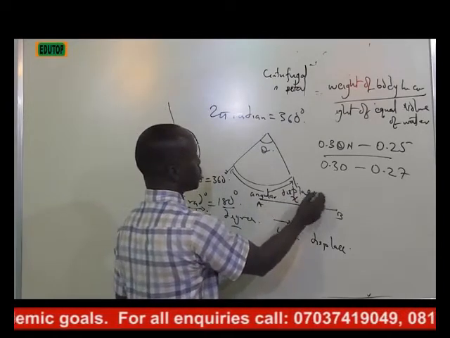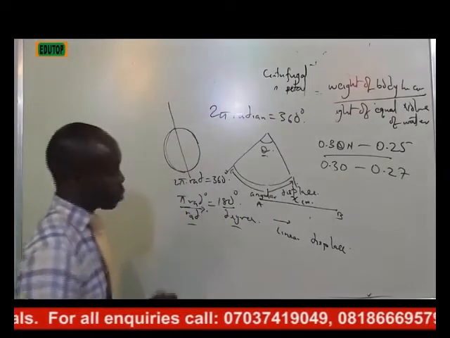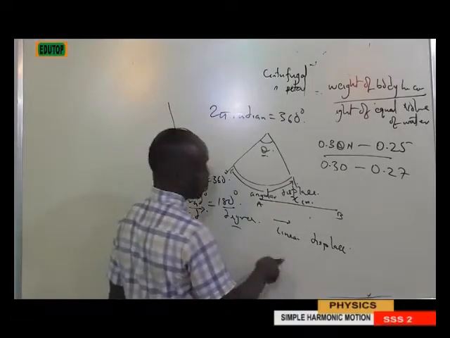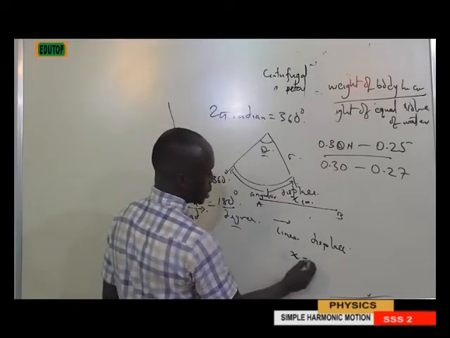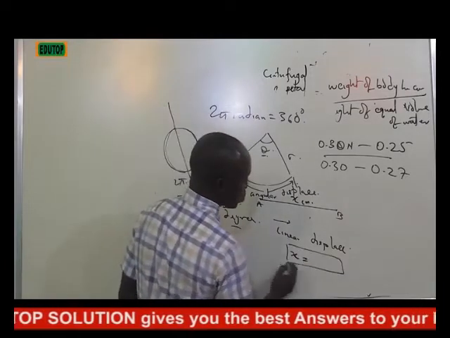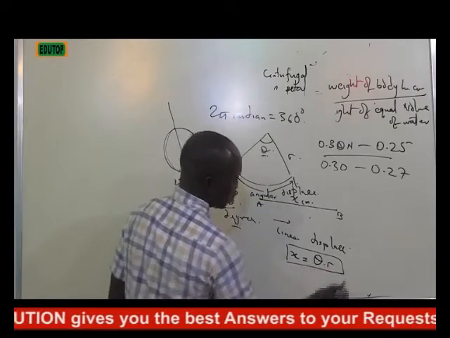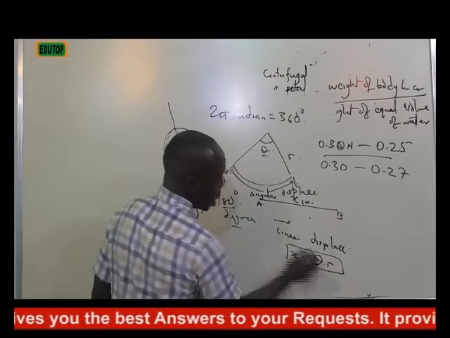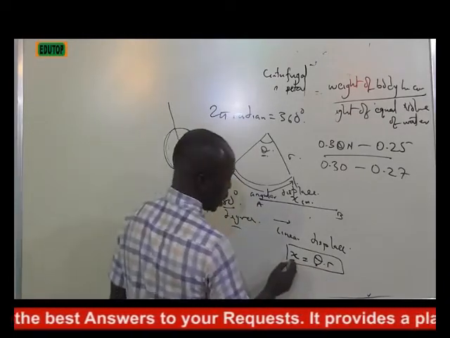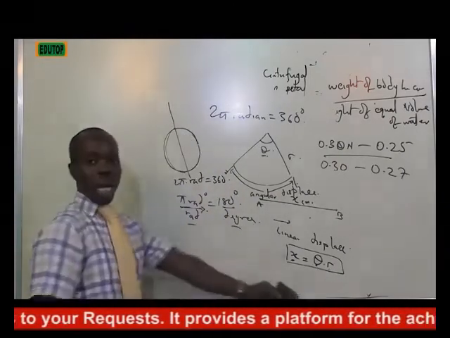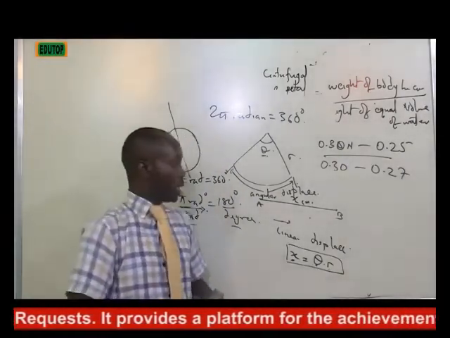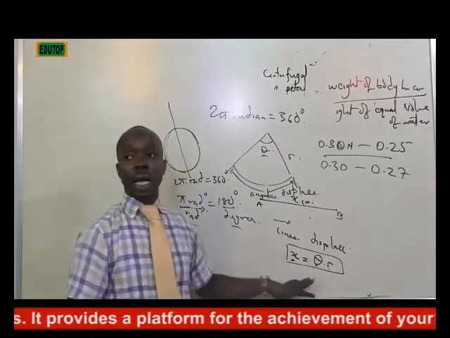So the angular displacement is now measured with what? Theta, with respect to what? Radius r. So displacement x is automatically given as theta dot r. Meaning that your theta is your angular displacement, x is your linear displacement, while your r is the radius involved. So that's the formula relating your linear displacement and your angular displacement.